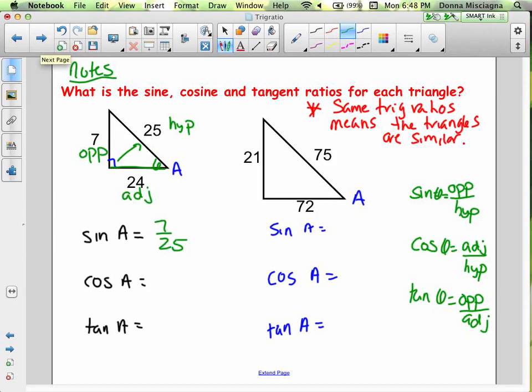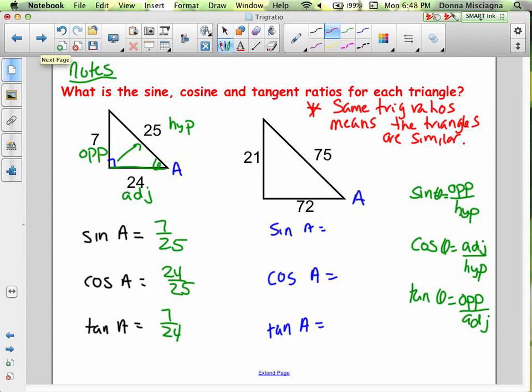All right, so the cosine ratio for angle A, we'll use the leg adjacent to angle A, which is 24, over the hypotenuse, which is 25, and that is in reduced terms. And then tangent is the opposite side, which is 7, that's opposite angle A there, and the adjacent side, which is 24, and that doesn't reduce either. All right, so we're done with the first triangle. Let's try the second triangle.